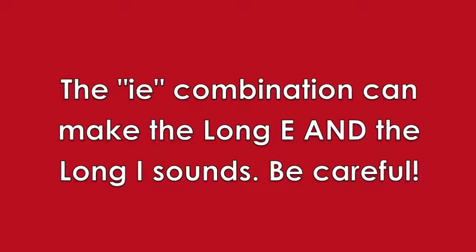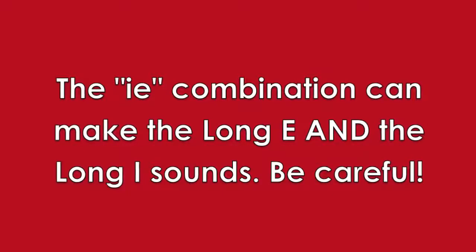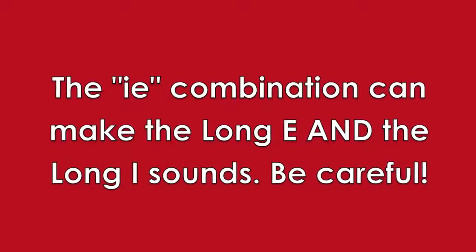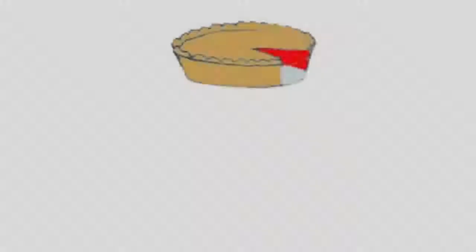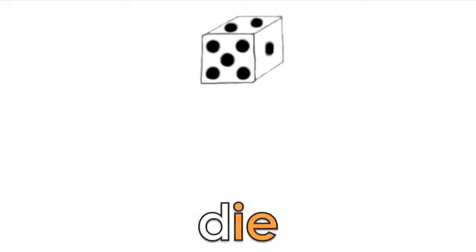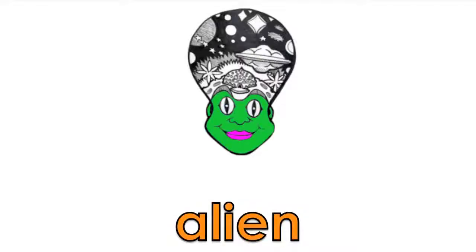The IE combination can make long E and long I sounds. Here are three examples of the IE combination making the long I sound. P, I, pie. D, I, die. T, I, tie. Alien is an example of the IE combination making the long E sound.